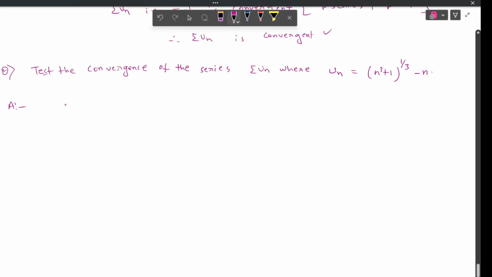So let's see the solution. U of n is n cube plus 1 to the power 1/3 minus n. See, if we take n cube common, we can write this as 1 plus 1 by n cube to the power 1/3 minus n. Now, if you expand binomially, n cube to the power 1/3 gives n outside, and if you do the binomial expansion here, you get 1 plus nx.